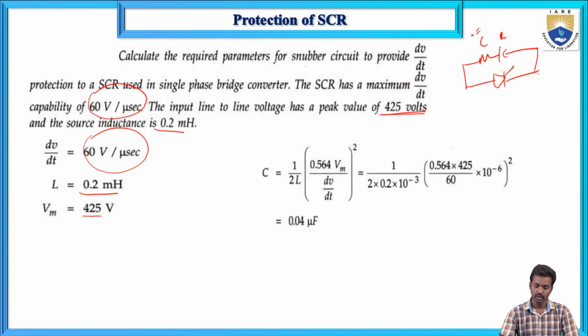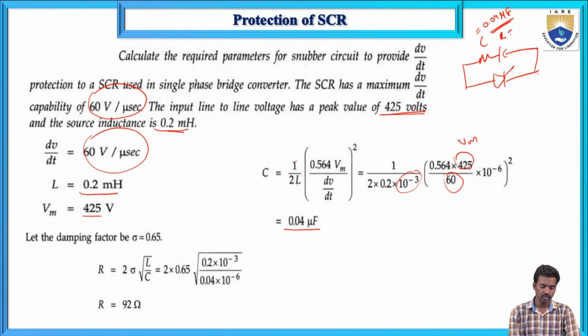So C equals 1/(2L) times (0.564 Vm / (dV/dt)) whole squared. And here L equals 0.2 millihenries, and 0.564 times 425 divided by 60 times 10 to the power minus 6, whole squared. This is the voltage Vm, and this is dV/dt, 60 volts per microsecond, that is 60 times 10 to the power minus 6. So now the value of capacitor C equals 0.04 microfarad.